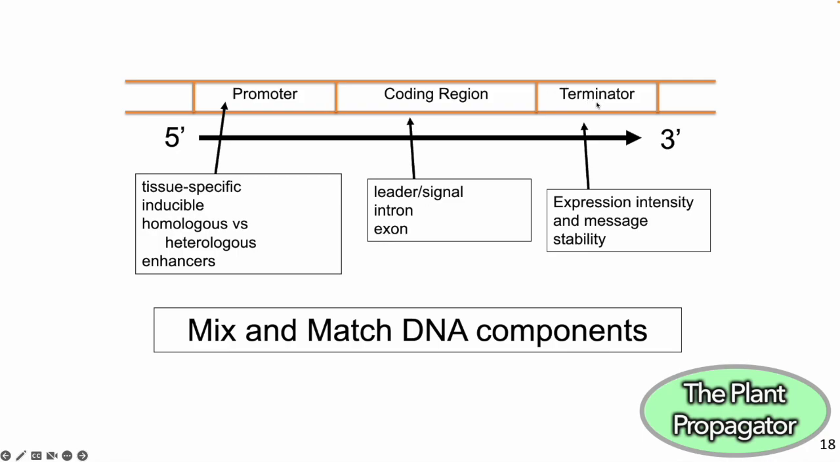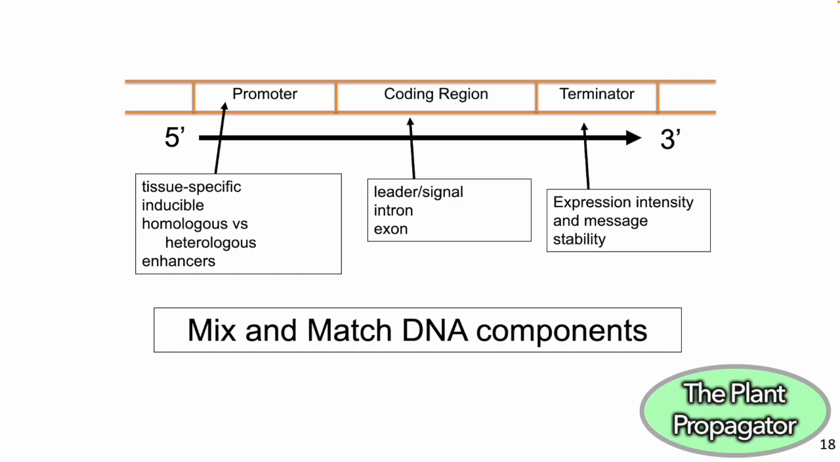The terminator, as you might imagine, is not the former governor of California, but the end of the gene. And it also contributes to expression of the gene and stability of the message. The message refers to the RNA. So the messenger RNA is what the DNA gives rise to, and the terminator can affect message stability.